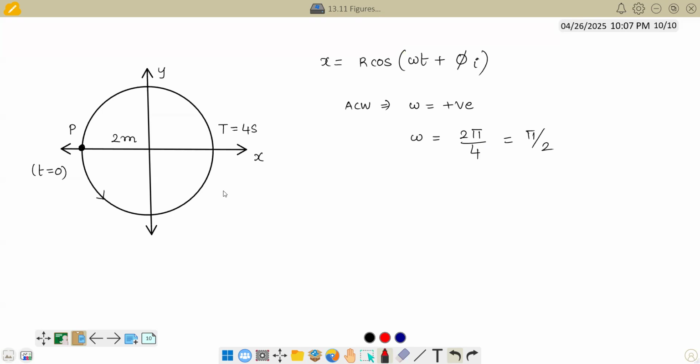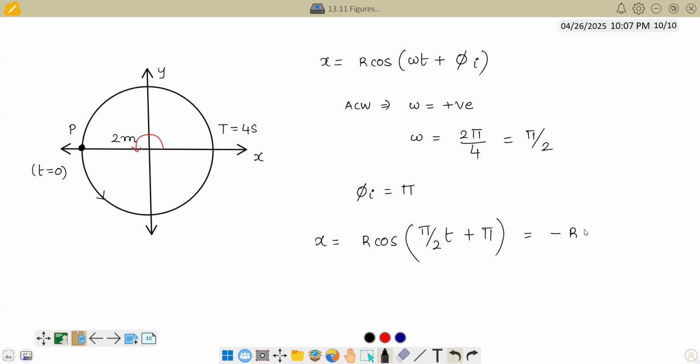Next, what is the initial phase? The particle is located here. If I measure from the positive x-axis, initial phase is pi. So phi initial is pi. Quickly substitute it. x equals r cos(pi by 2 into t plus pi). If I do that, I will get simply cos(180 plus theta), which is minus cos theta.